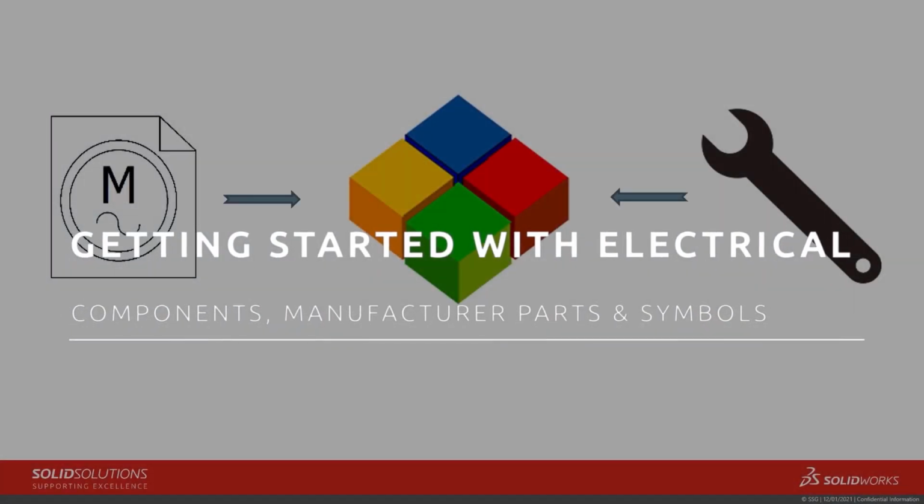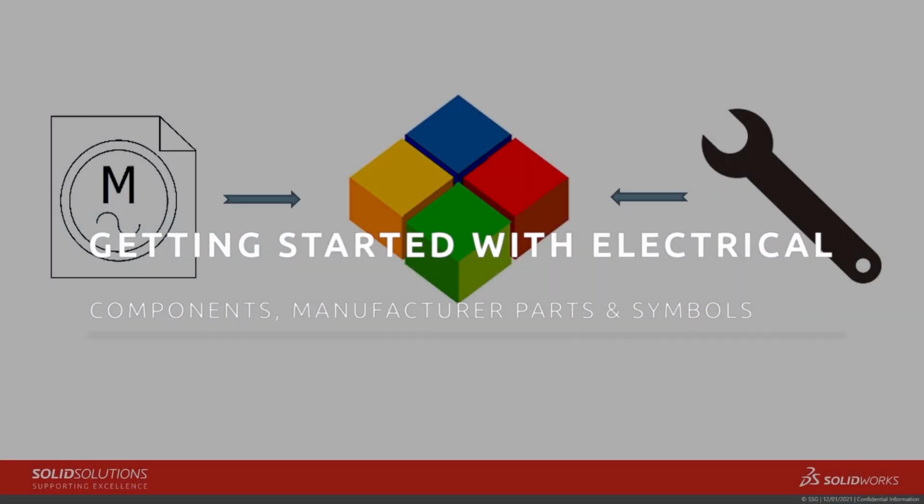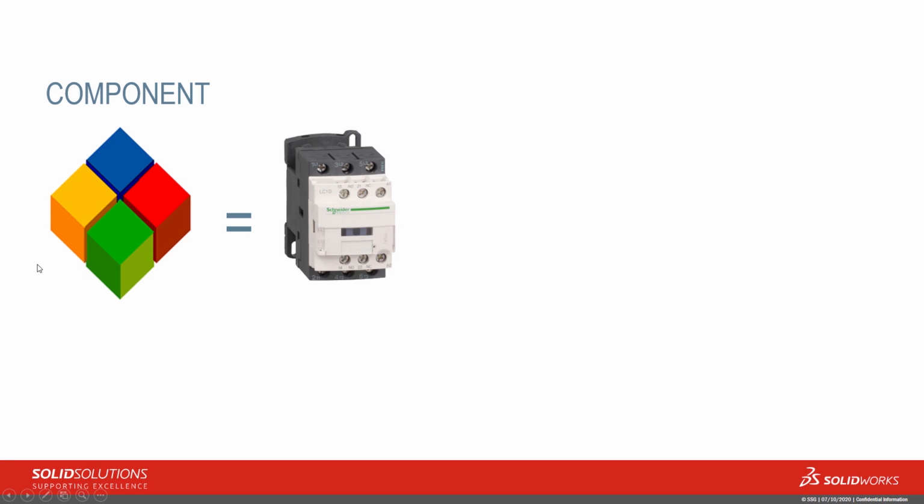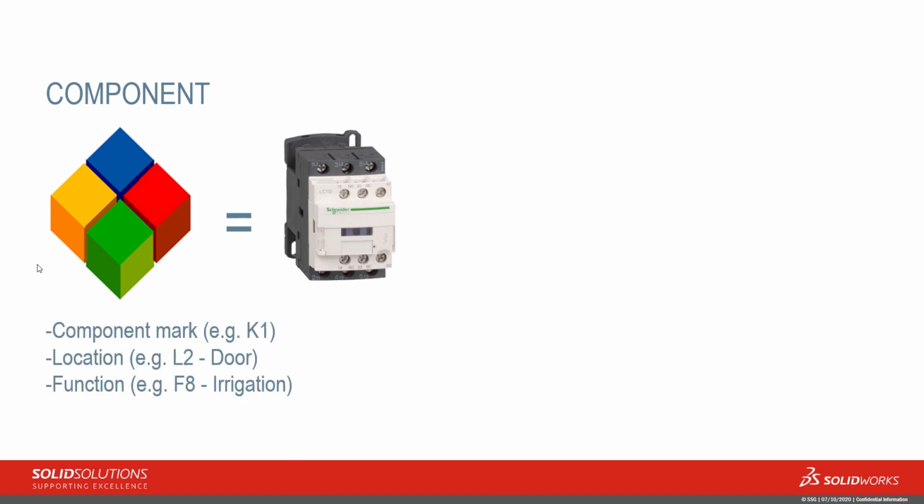In today's video, I will introduce the components, the manufacturer parts, and the symbols. A component represents an individually identified assembly that is a physical part or parts that will be used in a machine, cabinet, installation. It's metadata that contains properties such as component mark, location, and function.